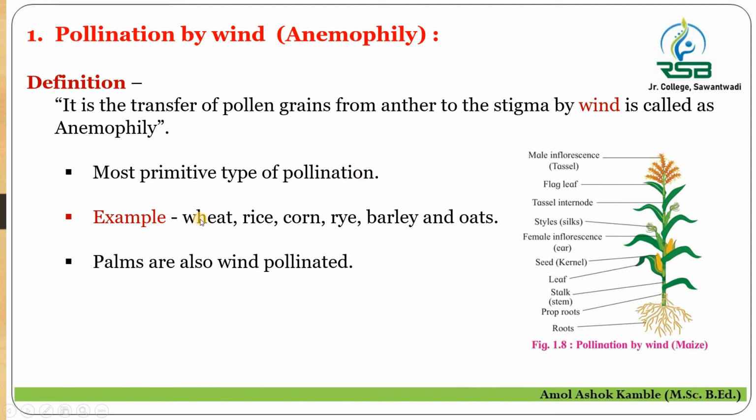the plants which show the anemophily type of pollination are wheat, rice, corn, rye, barley and oats. And these plants are called anemophilous plants. What is anemophily? The type of pollination where the transfer of pollen grains from anther to the stigma is by wind is called anemophily, and the plants which show this type of pollination are called anemophilous plants. Palms are also wind pollinated.